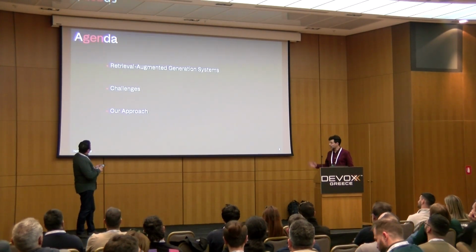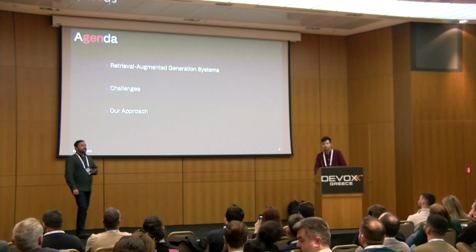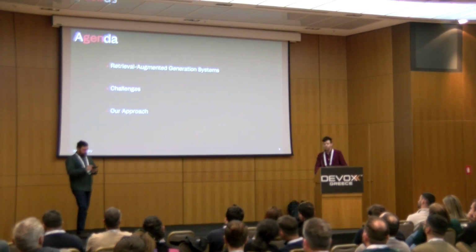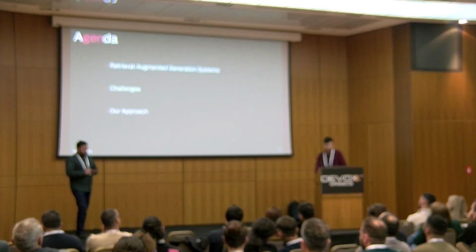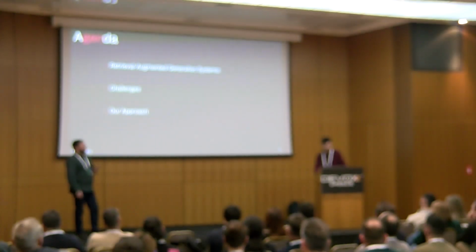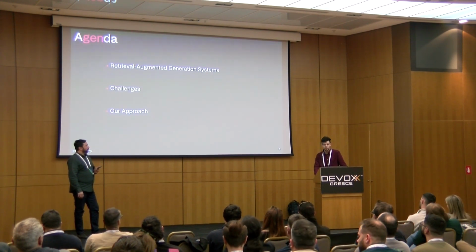So here's our plan. We will start with what a Retrieval-Augmented Generation system is, to be sure that we are all on the same page. Then we'll talk about real-world challenges that we face. And finally, we'll present the advanced approach we've developed, which involves multi-agent orchestration and multi-source knowledge bases.